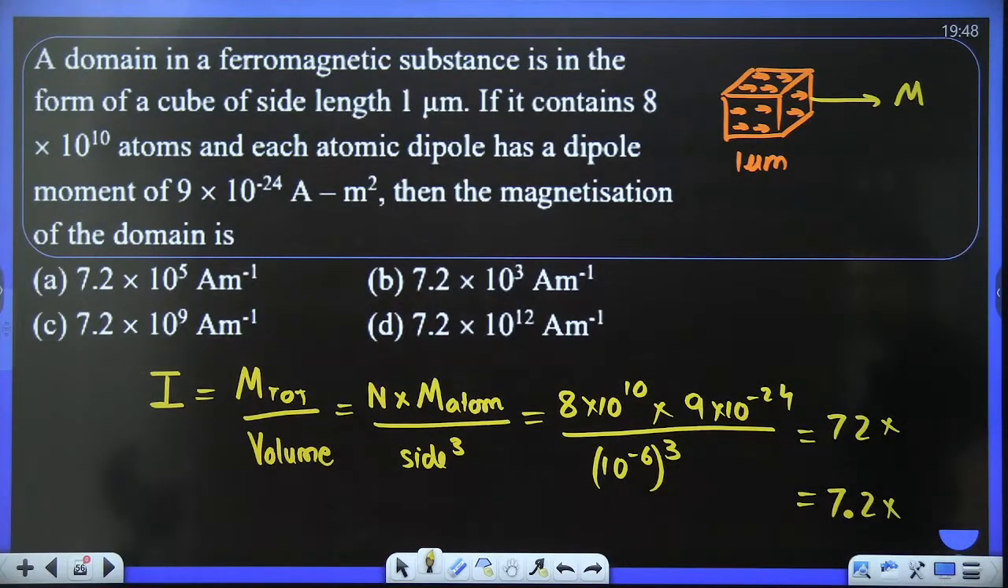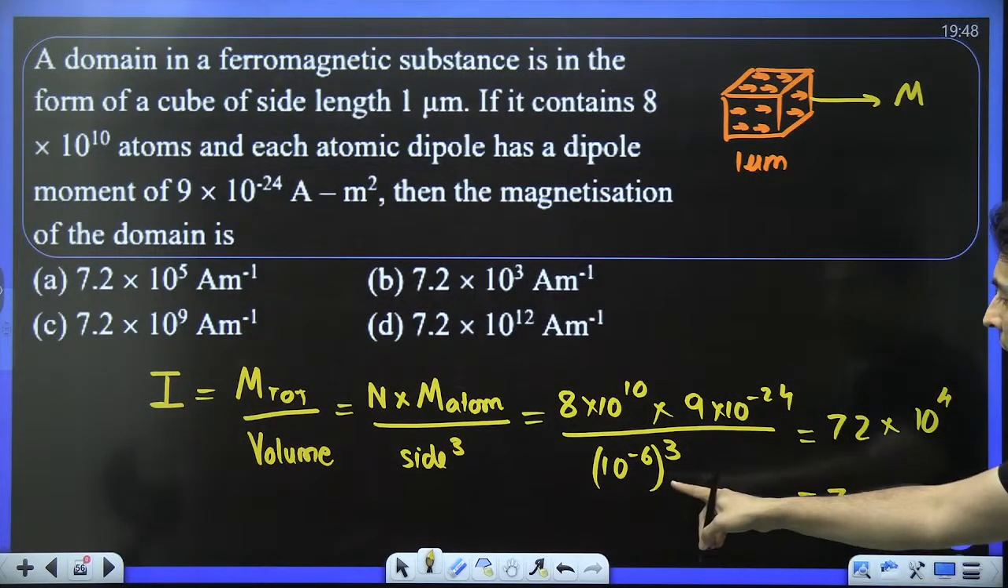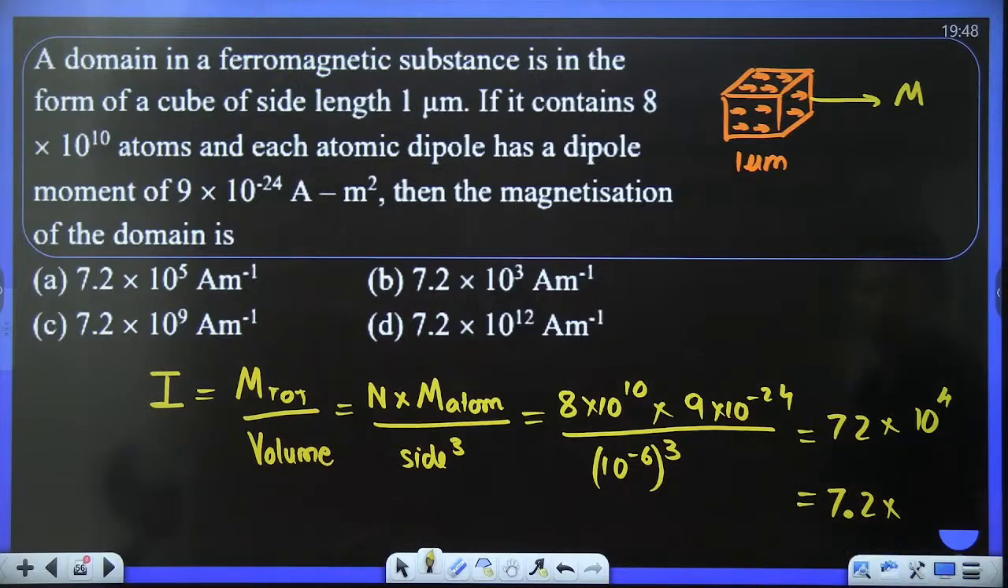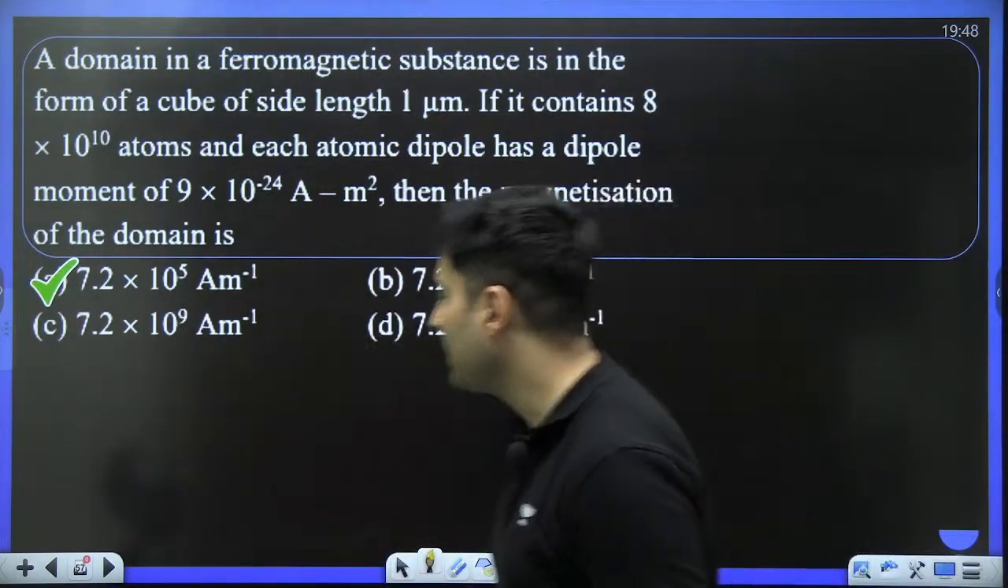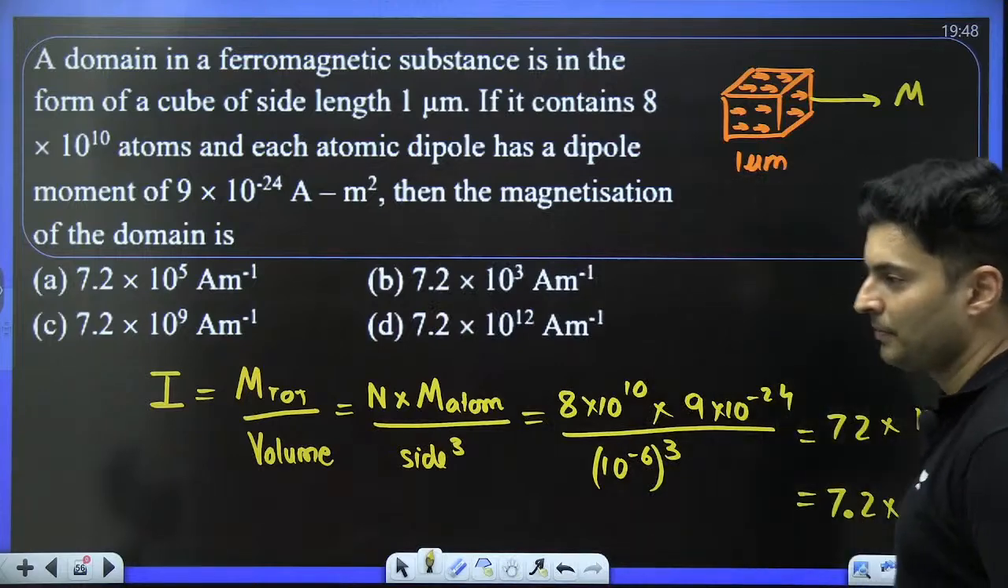This will be minus 14. This will be minus 18. So this will become 10 to the power plus 4. Sorry. And because I want it as 7.2, so that's why I'll just put it as 10 to the power 5. That's it. So that should be option A. Yes, it is option A. Perfect.